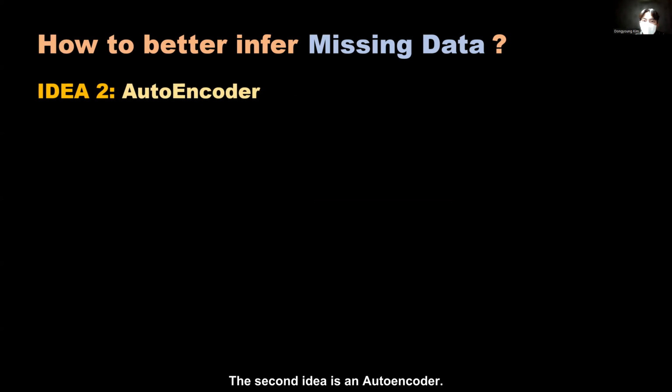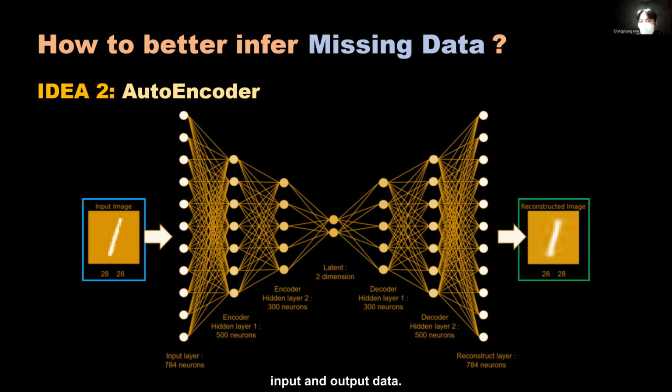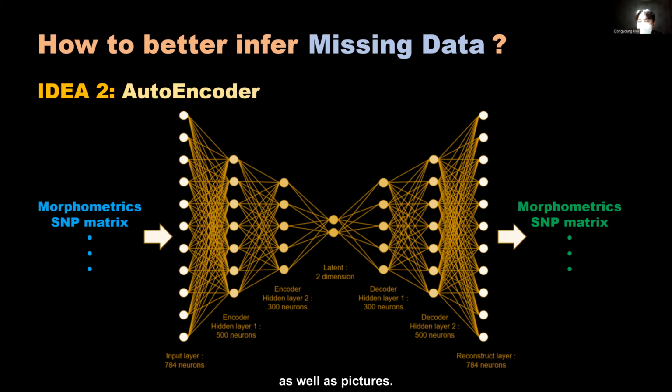The second idea is an autoencoder. Autoencoder is a deep learning algorithm that organizes and optimizes neural networks in a way that minimizes the loss between input and output data. Here in the figure, input and output can be a variety of data as well as pictures.